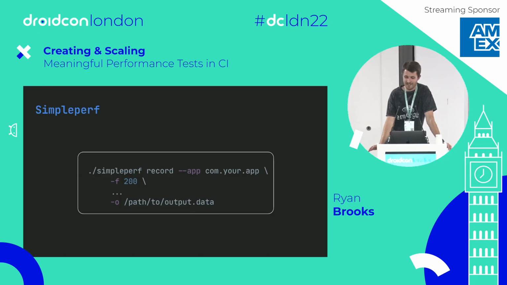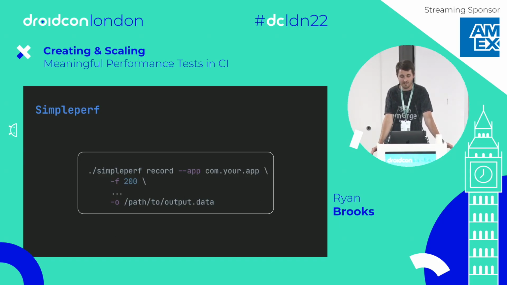SimplePerf is a tool that the Android Studio Profiler actually leverages under the hood to profile your apps. It leverages Linux perf events, if you've ever heard of those before, hence the name. It's basically just a wrapper around the Linux perf events, and that helps us to produce call stacks of every single function that's running during the profiling process. So while Perfetto traces, SimplePerf samples.